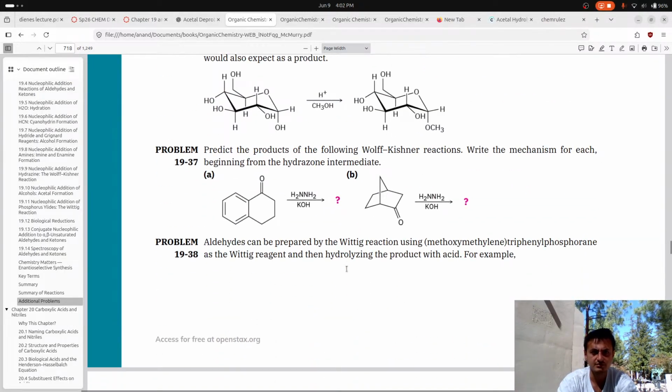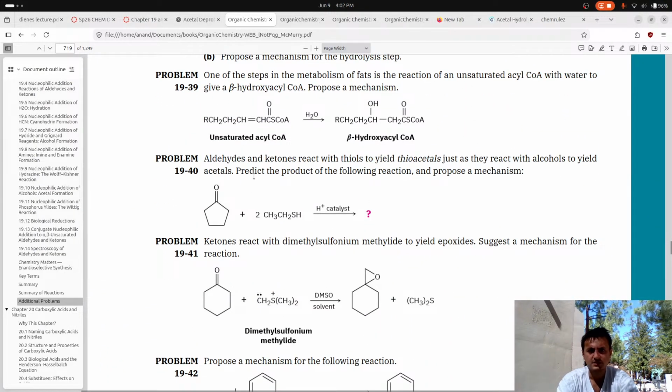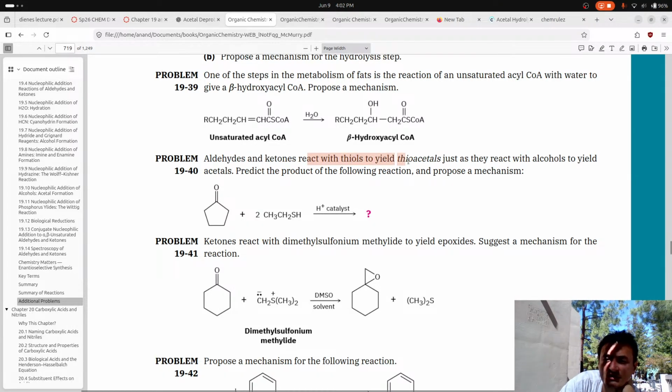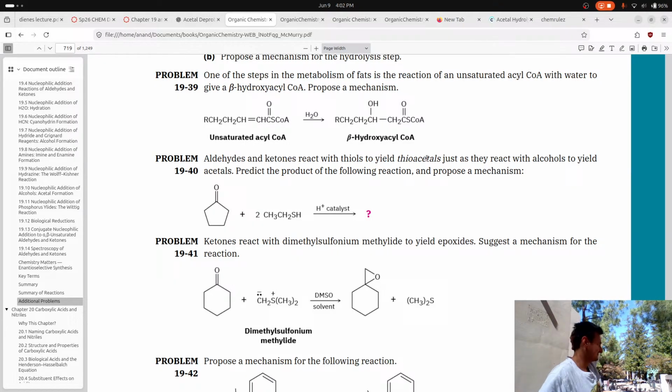Alright, 40. Ooh, thiols? Dude, we didn't learn anything about thiols. Aldehydes and ketones react with thiols to yield thioacetals. Oh, really, dude? Why is there so much on acetals? What is the point? Does anyone care? Acetals? 40. All right, let's do it.